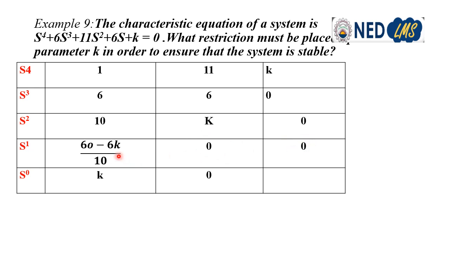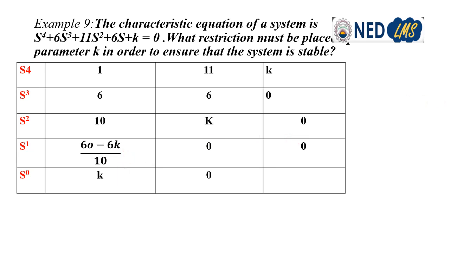Now 60 minus 6k multiplied by k minus 0 multiplied by 10 is actually 0. So 60 minus 6k upon 10 multiplied by k upon 60 minus 6k upon 10, so this term will be cancelled and we will simply have a k here. So again the condition is that this 60 minus 6k upon 10 should be greater than 0 and this k should be greater than 0.